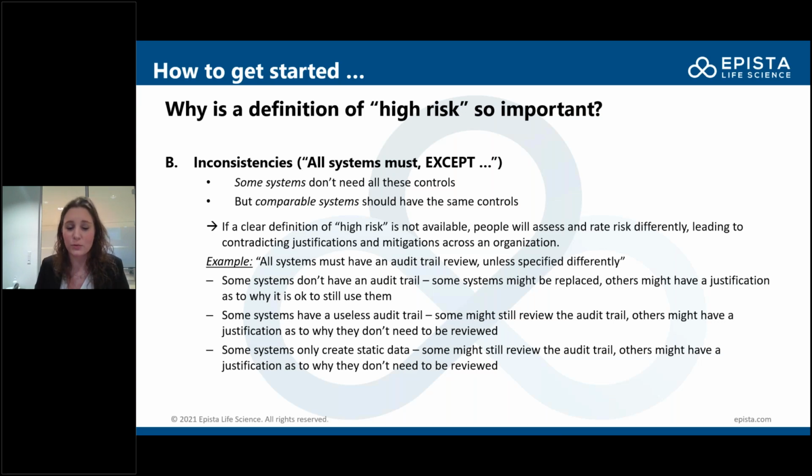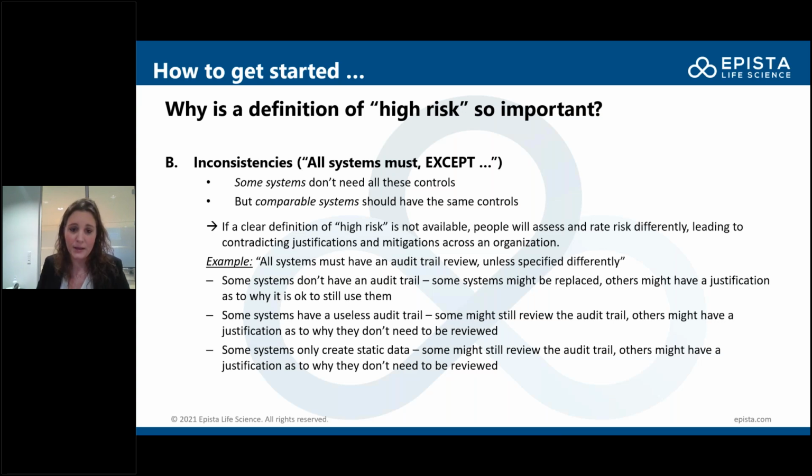Same goes for the content of your audit trail. Not every audit trail is equally good. Some systems have a log that logs a lot of information, but it's not really useful for you. So one of your teams might say, well, we are still reviewing that because that's what we're supposed to do. The other department might say, no, we're not, because we're not getting the information out of it that we want. So again, you have your inconsistency there. Same goes, just to add another example, for static data systems. There might be a justification to say if it's static, not reviewing. Others might say, well, I am, because the general rule is if I have an audit trail, I am reviewing it.